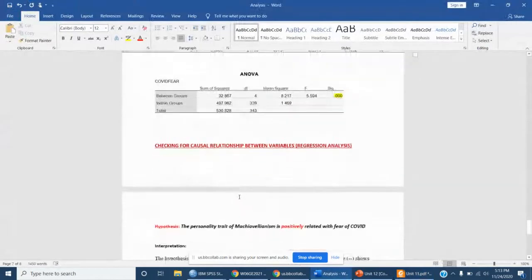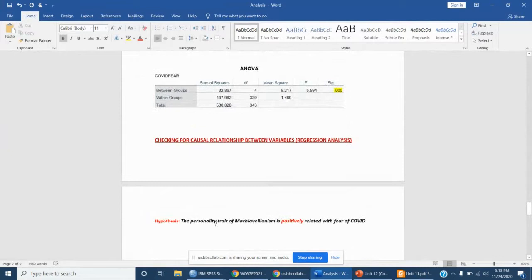For it, I have already formulated a hypothesis. The hypothesis is that the personality trait of Machiavellianism is positively related with the fear of COVID. So this is the hypothesis that people who are more Machiavellianist in nature will have more threat of COVID. Positively related is a key word here, and how I will understand whether the relationship is positive or negative, I will show you that as well.